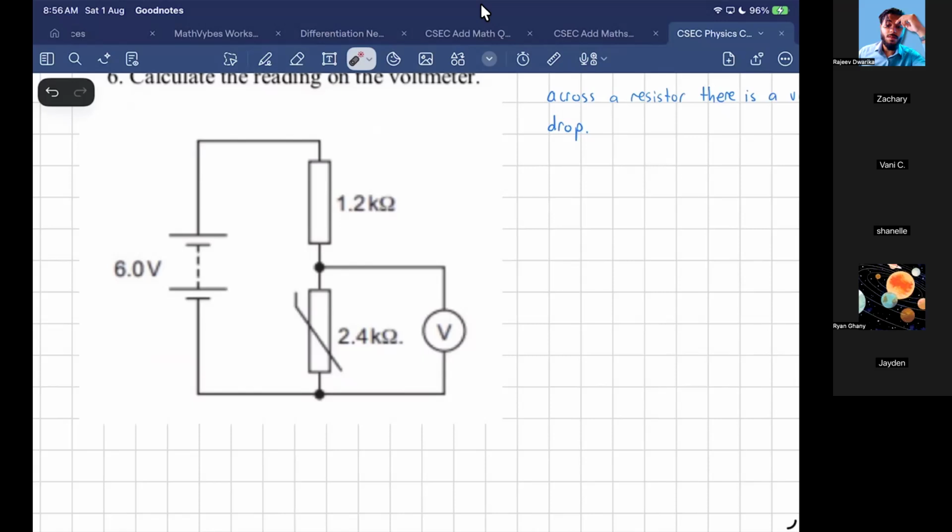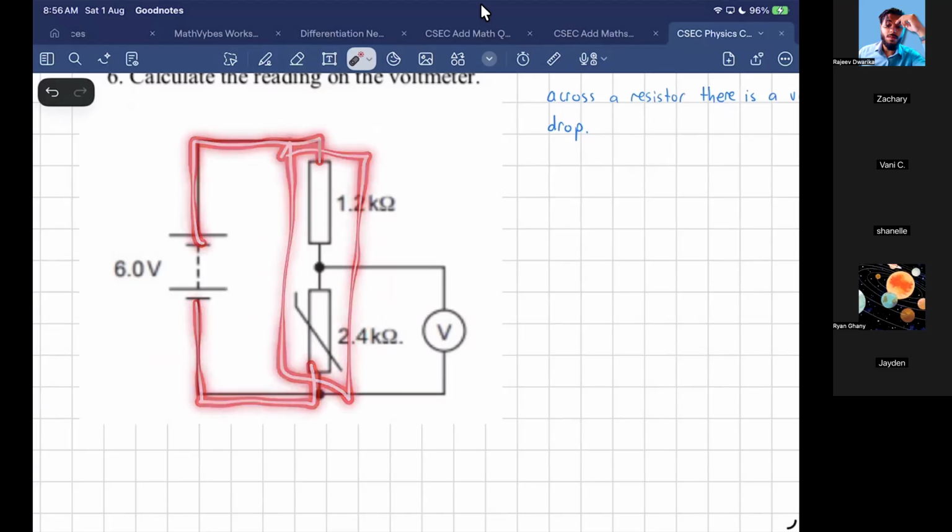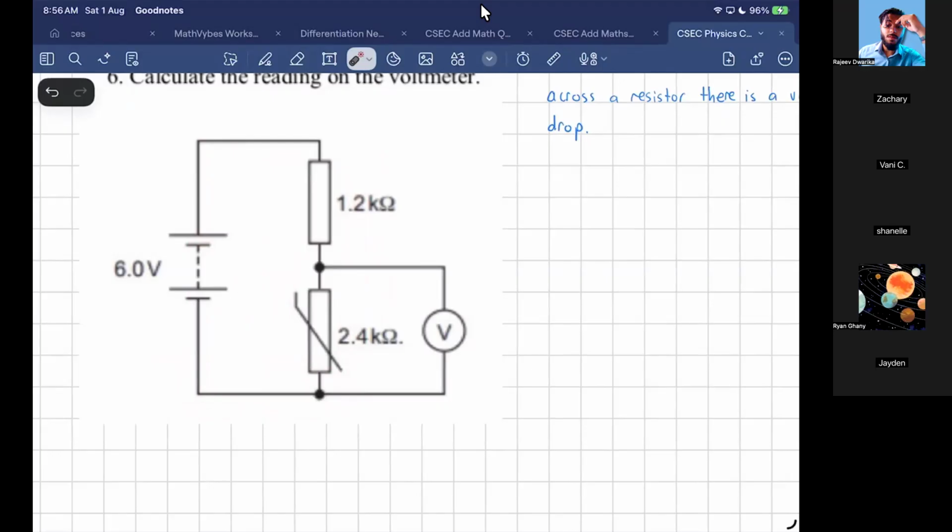Okay. This is 6 volts? Yes, it's 6 volts. So 6 volts is the potential difference across the whole circuit. You see? Watch. And these are the circuit components here. So 6 volts is across everything. You understand?